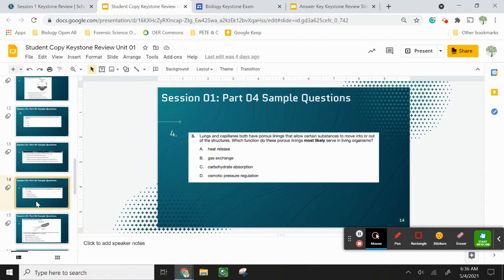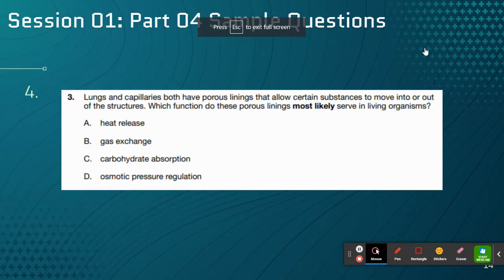Number 4, lungs and capillaries both have porous linings that allow certain substances to move into or out of the structure. Which function do these porous linings most likely serve in living organisms? So this is a structure function question. Your choices are heat release, gas exchange, carbohydrate absorption, or osmotic pressure regulation. Give you a second to think about it. Pause if you have to.